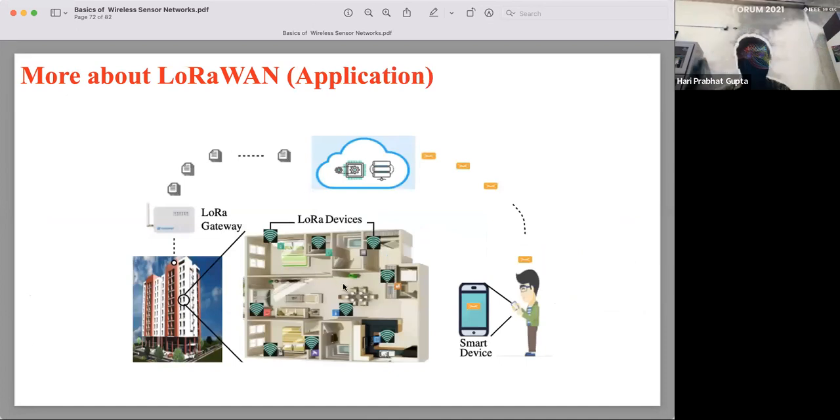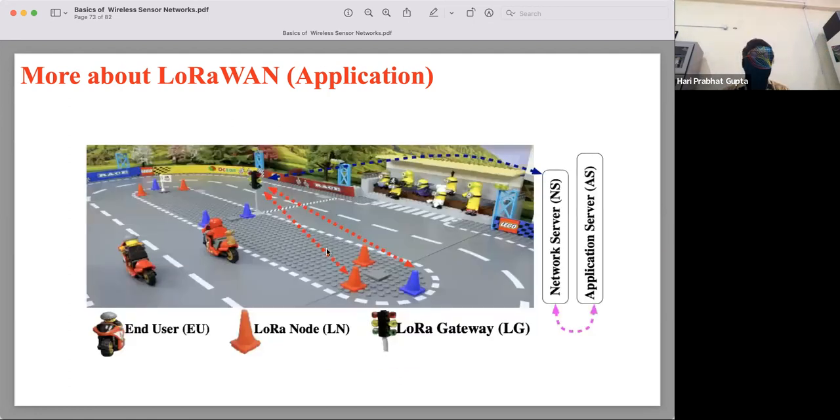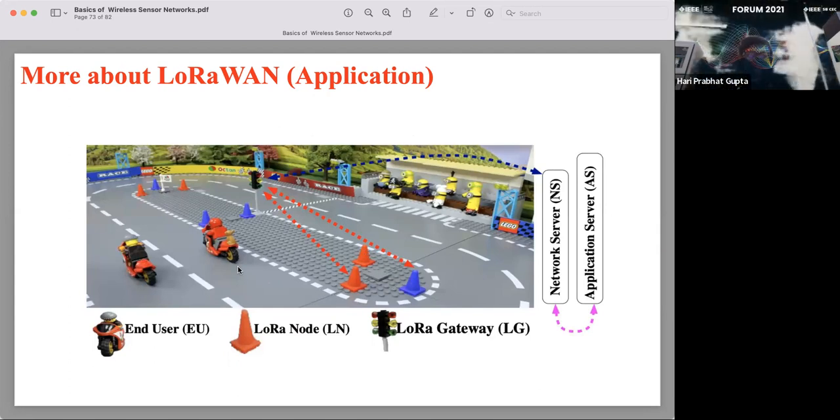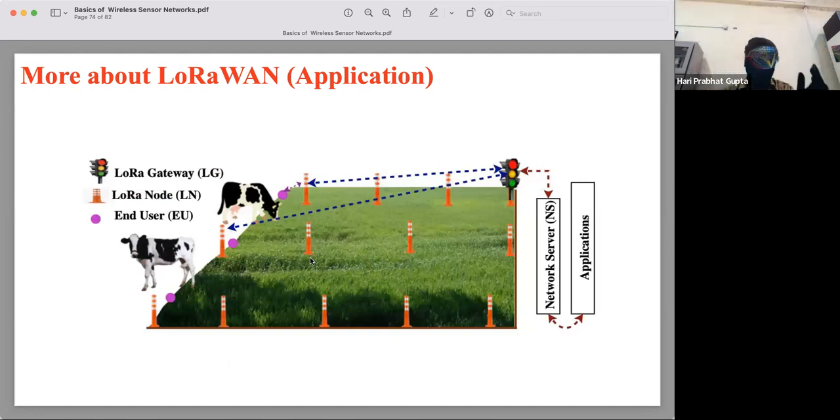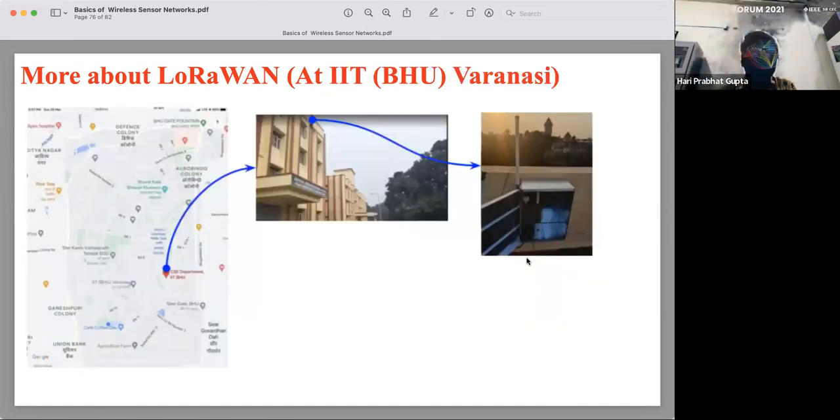This is another pictorial diagram of LoRaWAN. The nodes communicate with the gateway, the gateway communicates with the network server, which does something and shows the result to the end user. So this is an application of LoRaWAN. This is another application of LoRaWAN in intelligent transportation systems. Some vehicles are there, and they can detect if someone is moving properly or doing something wrong. This is an agriculture application, where a cattle enters the agriculture field. Then the LoRa node can detect it and transmit to the gateway, and the gateway generates an alert to the end user. These are some examples.